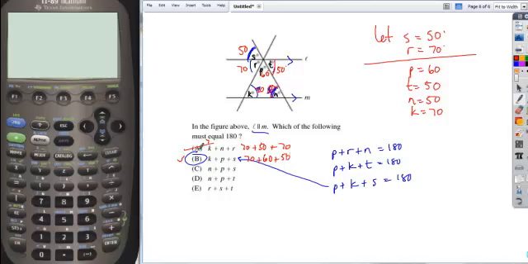If you plug in numbers to the answer choices, you do have to test all possibilities, so let's test the others. We get 50 plus 60 plus our S value, 50, that's 160, not equal to 180. Plug in N is 50, plus P is 60, plus T is 50. Again, not equal to 180. And then the final one testing is 70 plus 50 plus our T value, which is 50. Again, not equal to 180. So the only one that works here, when you plug in numbers as well, is answer choice B.